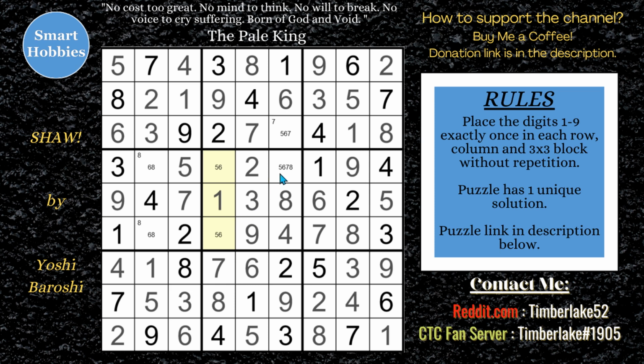Looks like a 5, 6. Let's solve this cell first. So that's going to be your 5. And this is going to be your 7. Alrighty. And since we have an 8 down here, that's got to be your 6. That's got to be your 8. That was a tough one, Yoshi. I think I got lucky with that X-Wing. But I'll take it. I'll take it.